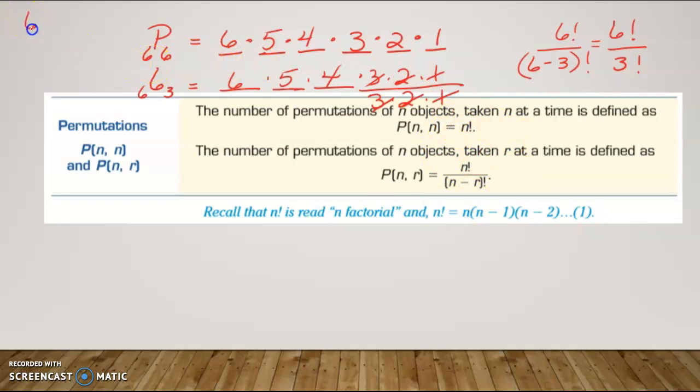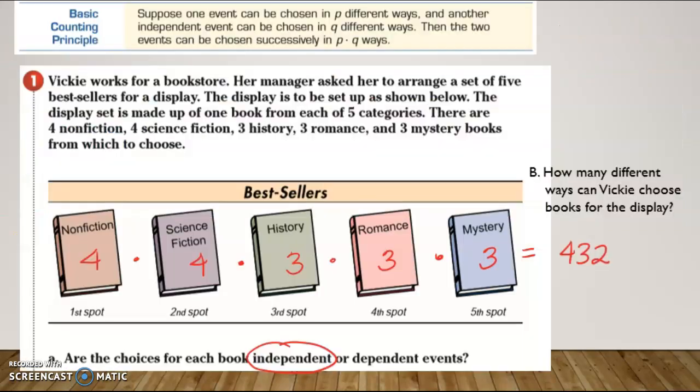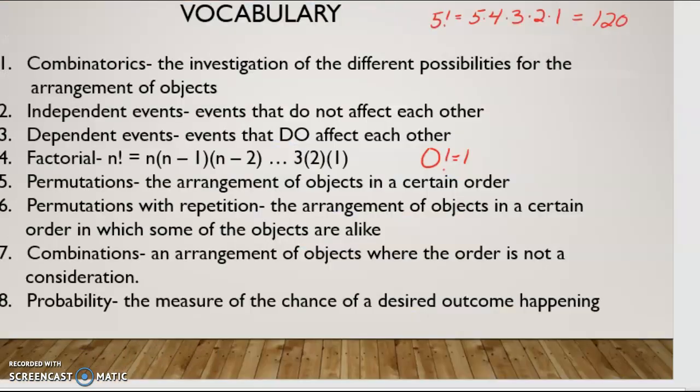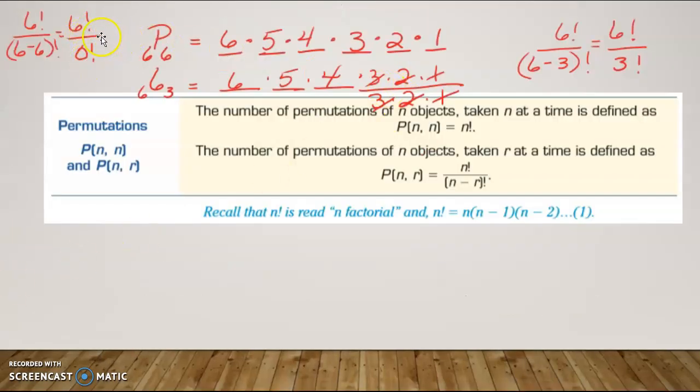And if you follow the rules, that'd be 6 factorial over 6 minus 6 factorial, which is 6 factorial over 0 factorial, which I already told you, where was it? Was 1. Okay? So 6 factorial over 1 is just what we have here. Okay?